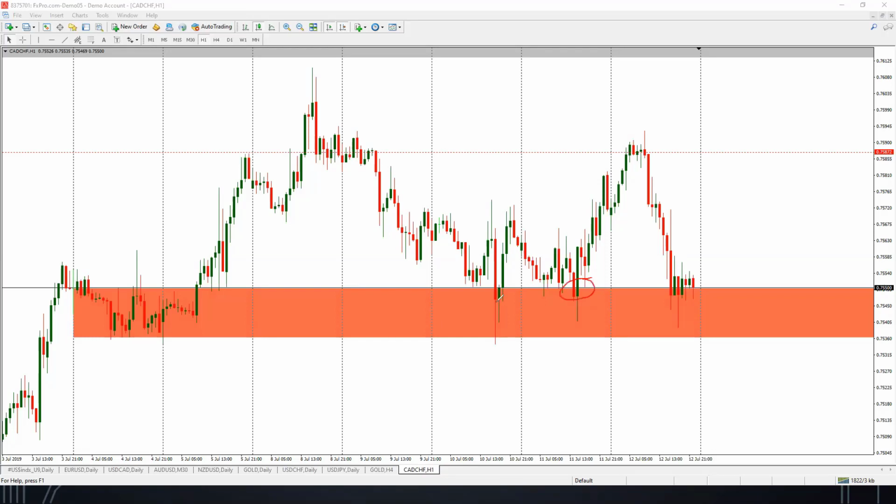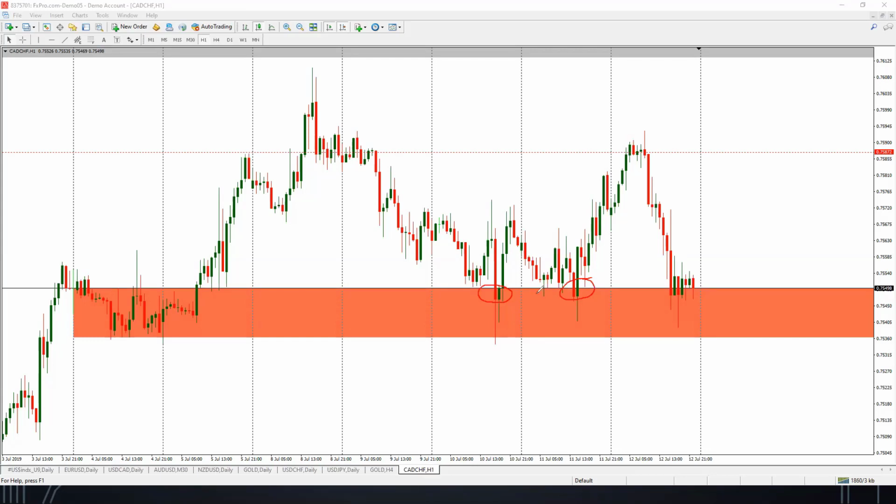You see here, the market didn't hang around. It did not hang around. A clear, good definition of supply and demand. The market does not stay in that zone for a long time. It goes there, moves away.